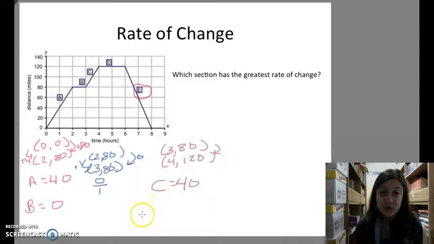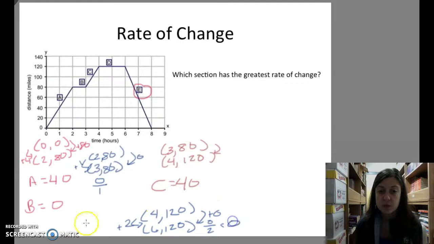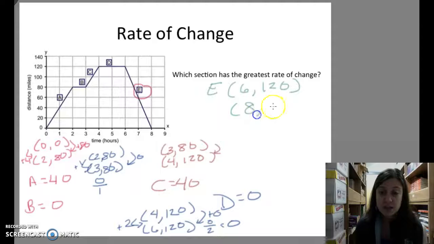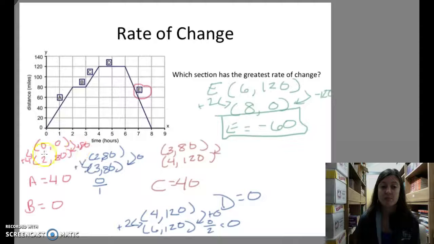D goes from 4 120 to 6 120. Again, that's going to be a change of 0. Oops, sorry, plus 0, plus 2. 0 over 2 equals 0. So D also equals 0. And then let's look at E. E starts at 6 120 and it goes down to 80. So this went up by 2. This went down by 120. So that's a change of negative 60. That's definitely the biggest one because 60 is a more dramatic change than 40, even though it's going downhill.